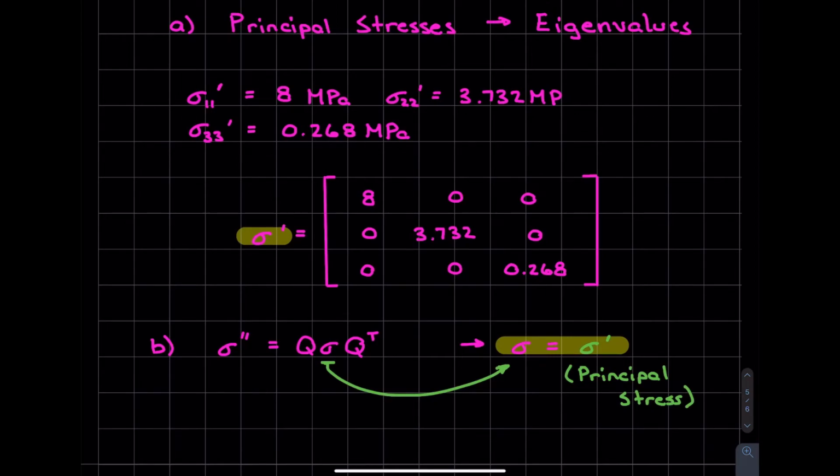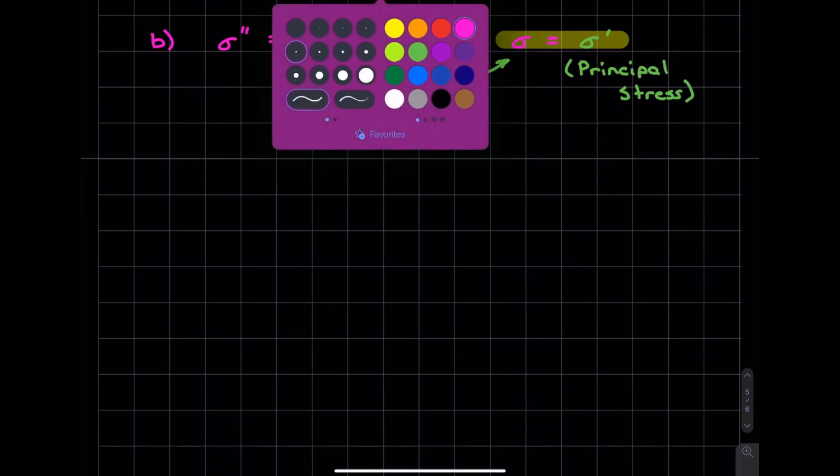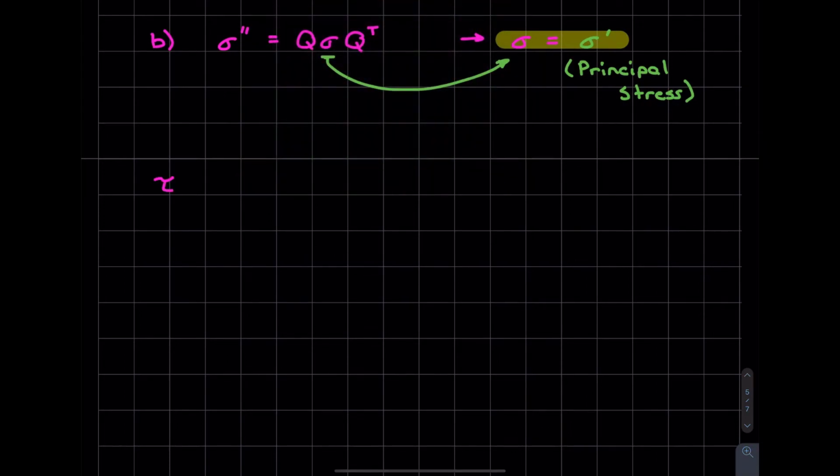The second part is, how do we find Q? Well, the first thing we're going to have to do when finding Q is figure out which plane the maximum shear stresses act on. So what I'm going to do is come down here and go back to my T max, or my tau max, equation.